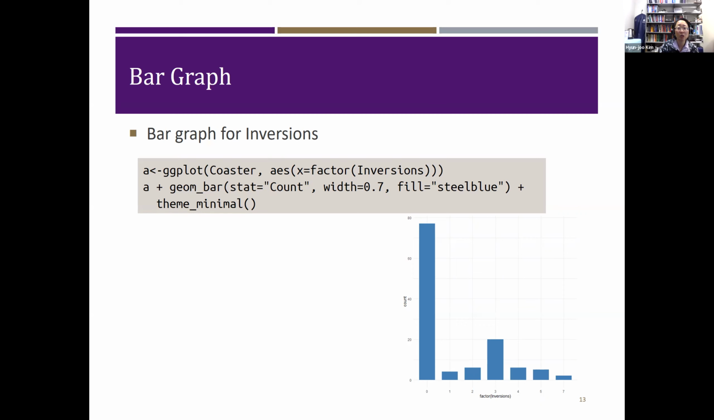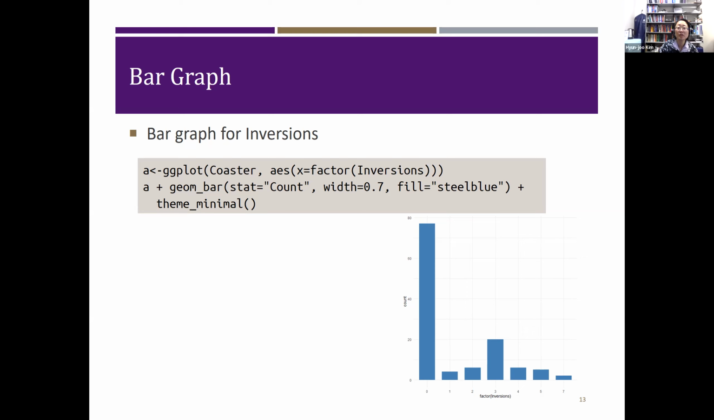Notice we begin with similar code from the previous slide. First, assign A as a ggplot object with the data set, and we add the variable in the aes command. Note that inversion is considered as a factor. Now we start to add some details of the graph. geom underscore bar command will draw a bar graph, and we can specify some options. Here we are using the count of each category as the stacked. This is the default, and the bar is with 0.7 width and still blue color.